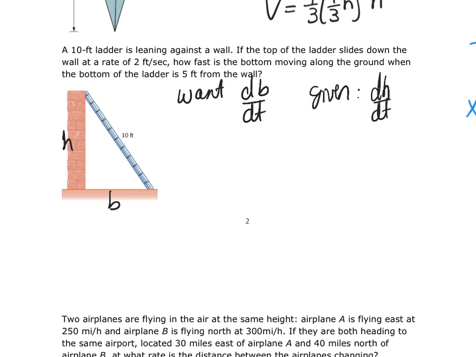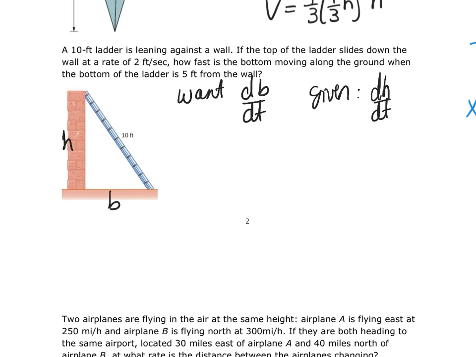What else am I given? It's that part that's sliding away. You want to see how far it is when it slides 5 feet away from the wall. You're tracking. Cool. We want dB/dt. We are given dH/dt. What kind of formula do I need here? A squared is equal to B squared plus C squared. Bam, the Pythagorean theorem.